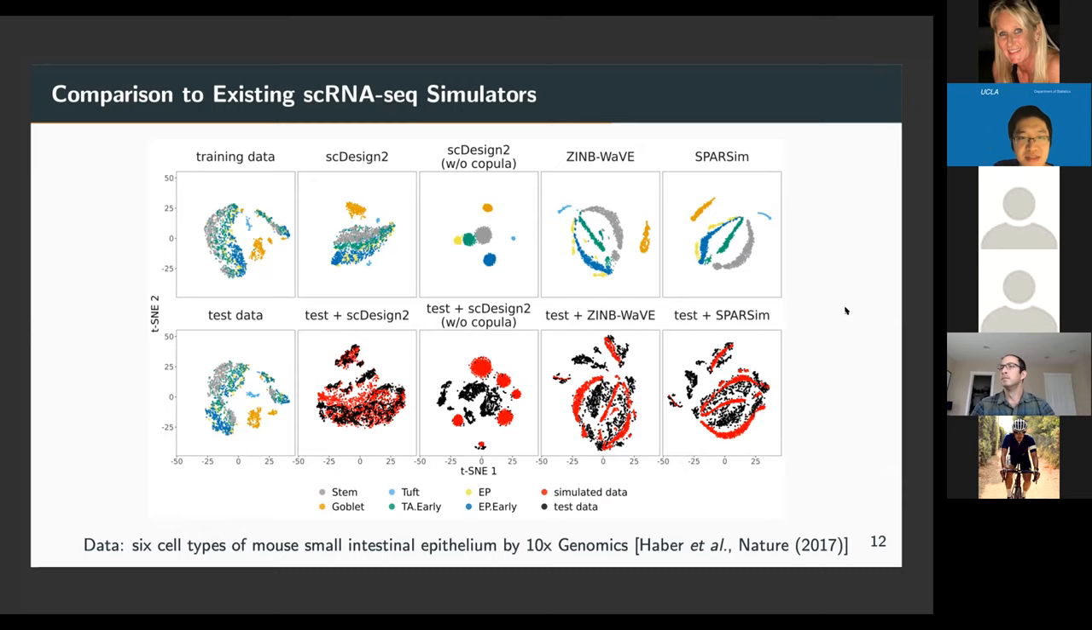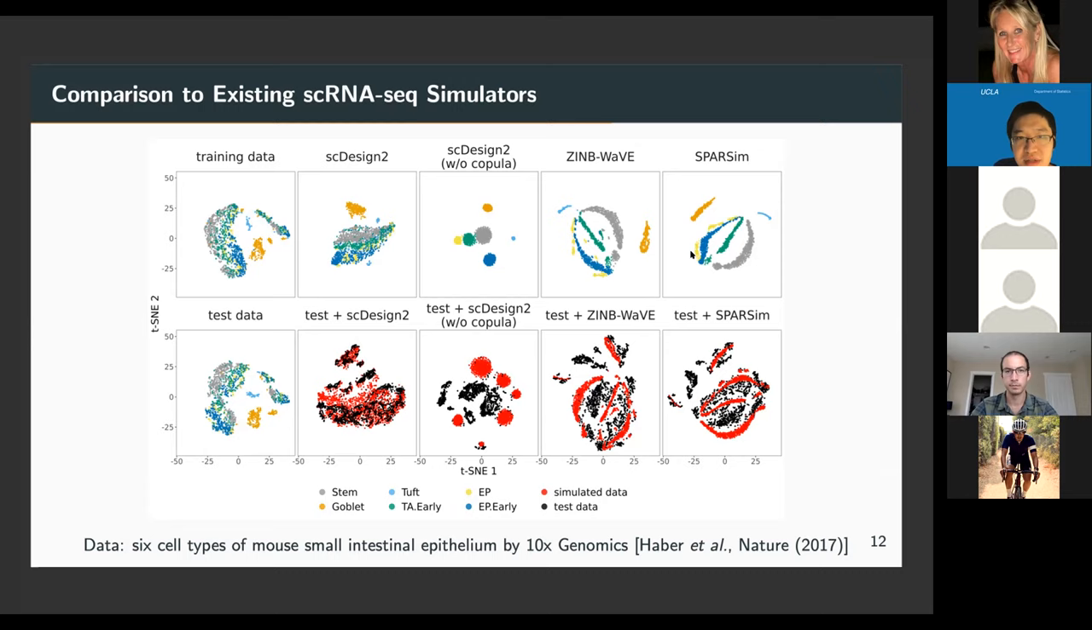So next we look at the performance of simulators with multiple cell types. And we can do the comparison based on dimensionality reduction results. So here we project both the train data and test data, these are the real data, and also the simulated data by t-SNE to a two-dimensional space. And we can see that the pattern generated by ICDN2 is the most similar to the train data and test data compared to these other three methods.